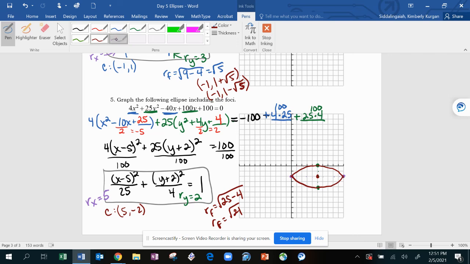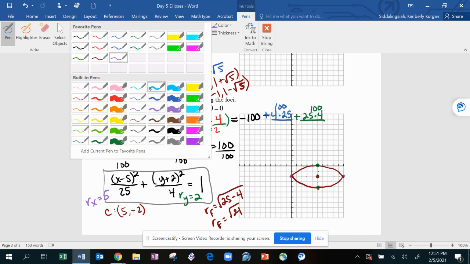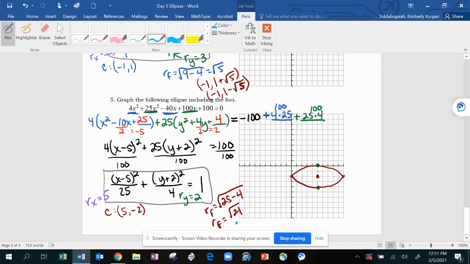That 4.6, let me find a good color to do this in. Put in the blue. So this is like 4.6. I'm going to go 1, 2, 3, 4, and then 0.6. Gosh, that's darn close. 1, 2, 3, 4, 0.6, probably about there. But those are going to be my foci. And again, I went right and left because that was my longer axis.